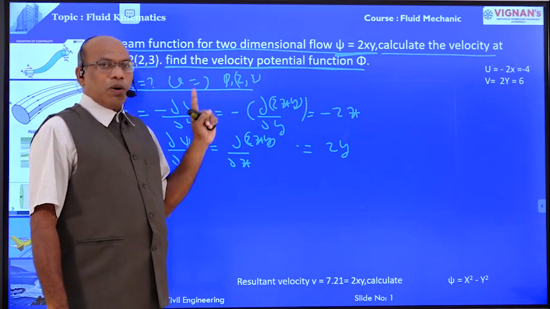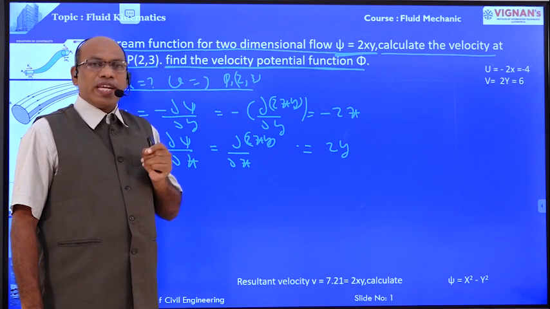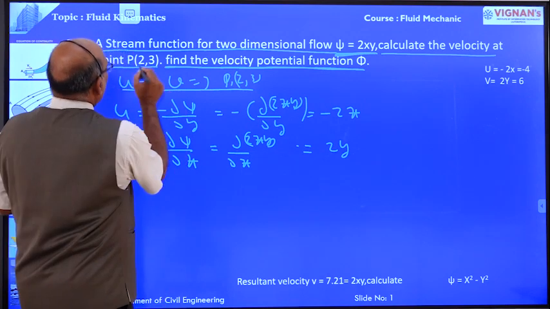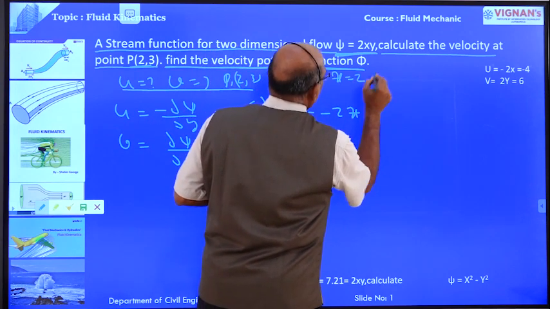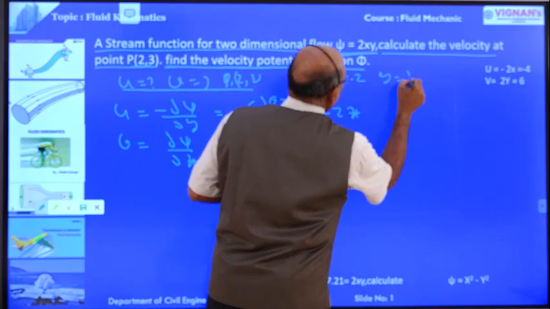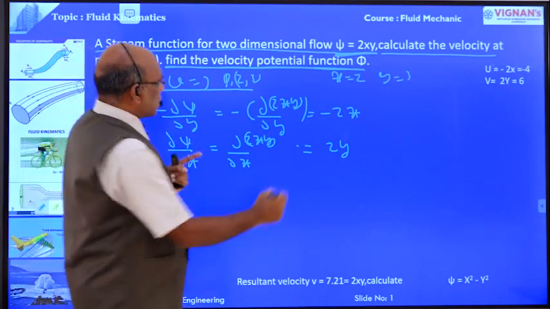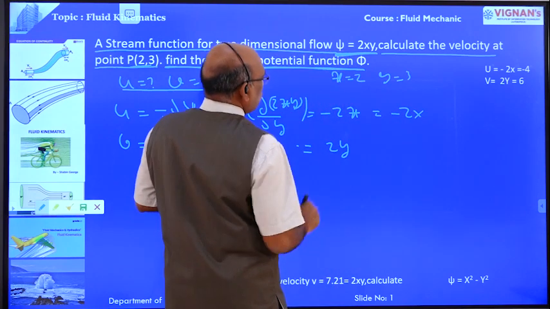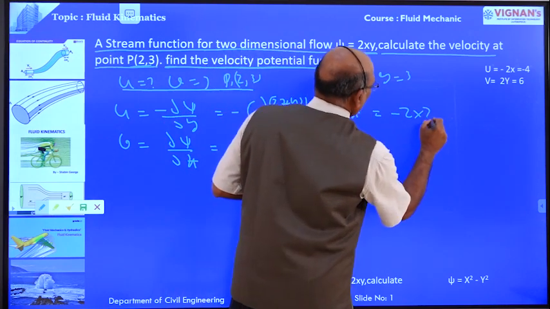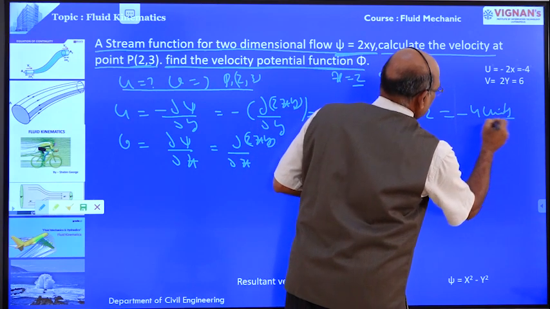But in this problem, they asked for the components of velocity u and v at a point (2, 3). That means x is equal to 2, y is equal to 3. Therefore, velocity component in x direction u is equal to minus 2 into, what is the x value? 2. This is equal to minus 4 units, right?